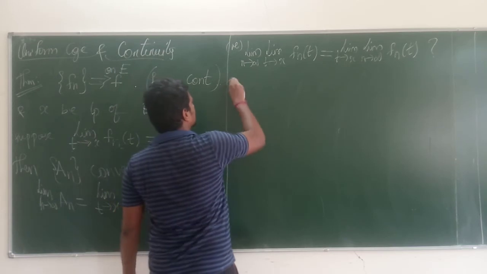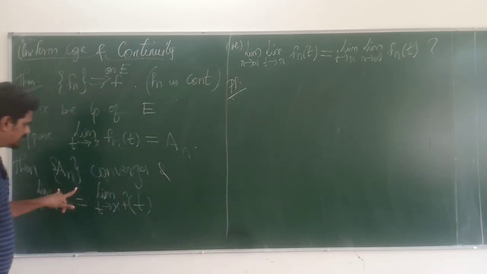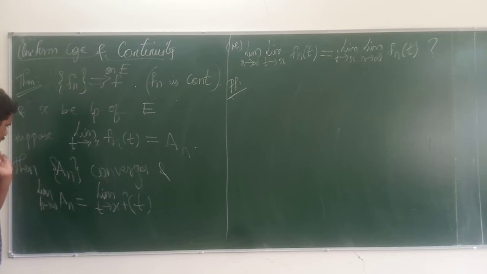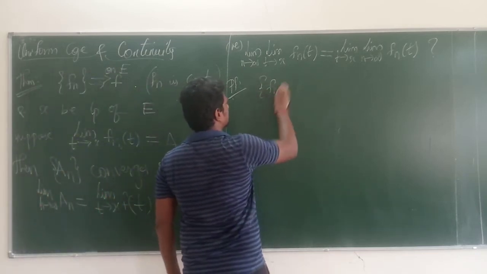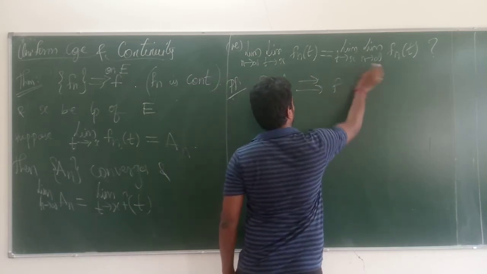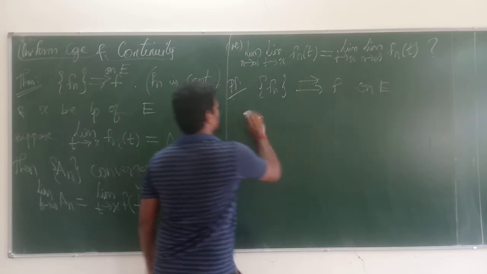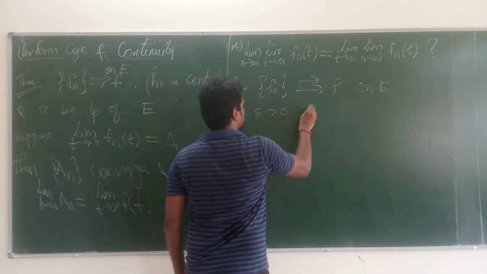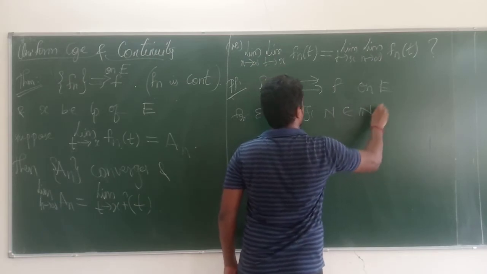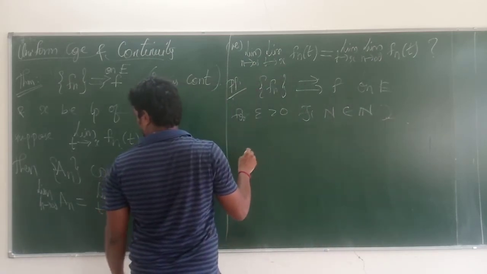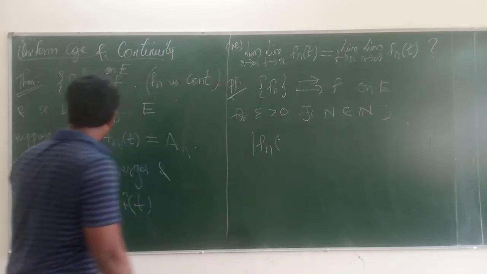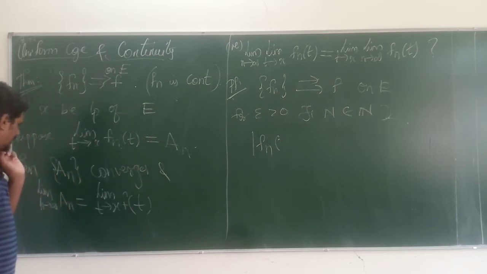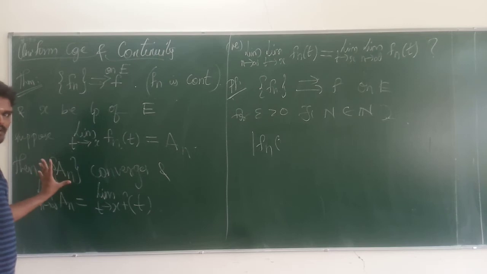Second thing, we will see. First we will prove that this an converges, then we will go to this. Okay. So how to prove that an converges? We will use the Cauchy criterion from the convergence of fn. Since fn converges to f uniformly on E, for epsilon greater than 0 there is an N such that... We have to prove an converges. An converges means we can't tell about the limit first. So first we have to tell that it converges or not.